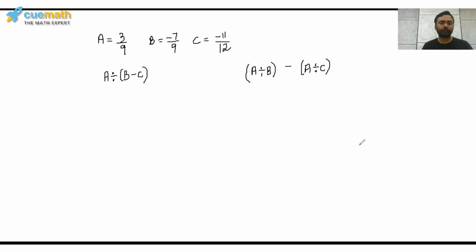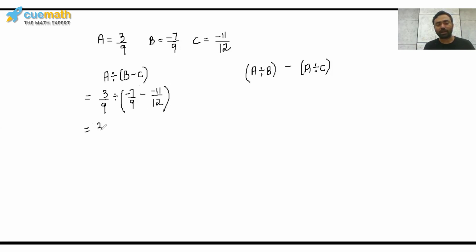Now to verify whether division is left distributive over subtraction, we've just taken the same set of values, but yes, now we have taken the negative sign. Let's substitute these values and see how much we are going to get. So a is 3 over 9, b is negative 7 over 9 minus negative 11 over 12.